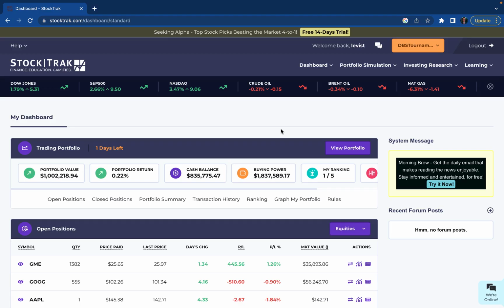Let's talk about how to use a limit buy order on your Stock-Trak virtual portfolio. First of all, what is a limit buy order? It's a type of order that is used to maximize profit, but it will not protect you against any loss. Let's go to the trading page to show you how to use a limit buy order.